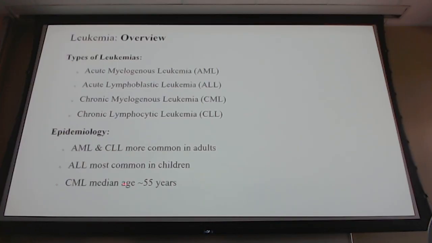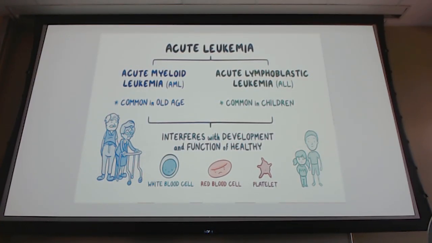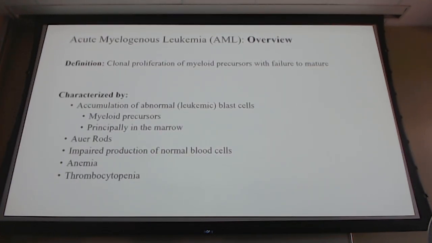And then what type of mutation am I going to see in CML? Philadelphia. All right, there's a nice little picture. So AML, the elderly. ALL would be pediatric patients. AML is a clonal proliferation of myeloid precursors with failure to mature, right? Accumulation of abnormal leukocytic blast cells, those myeloid precursors, and what are the myeloid cells?